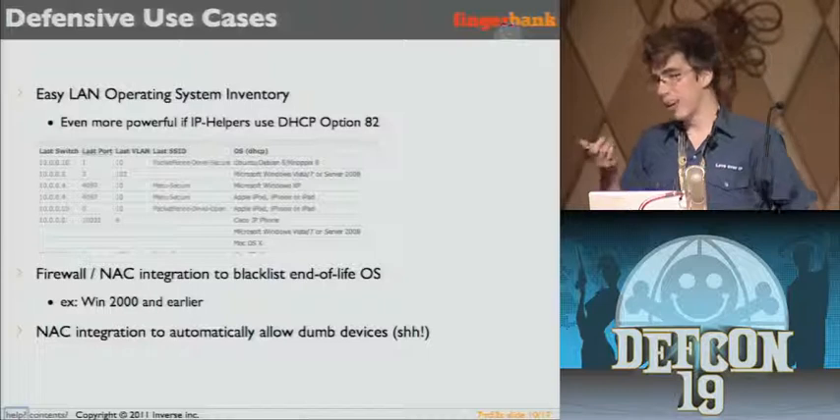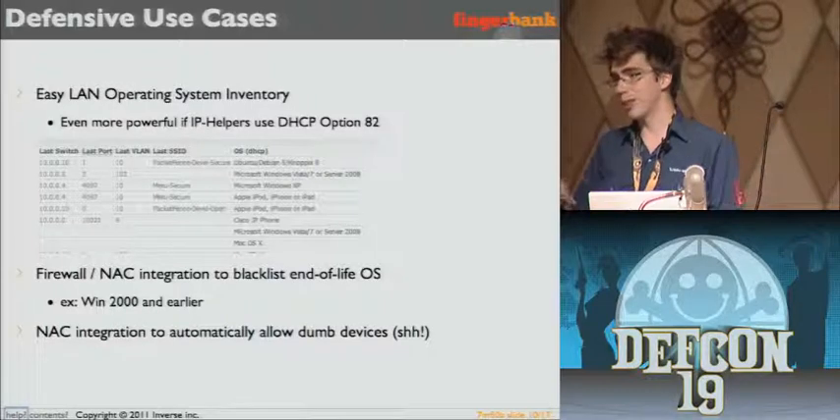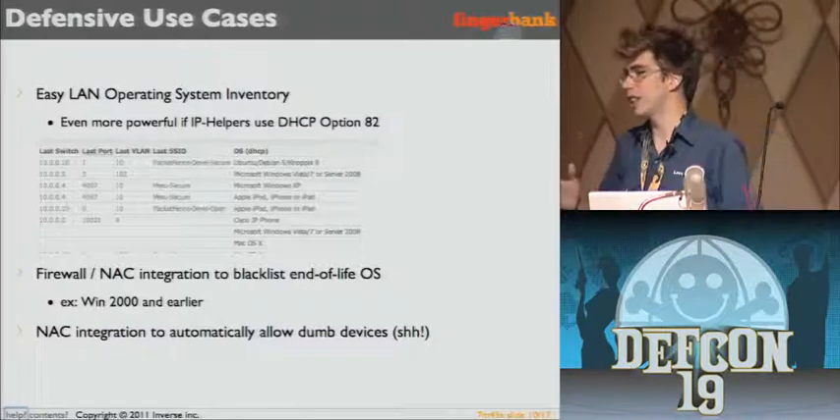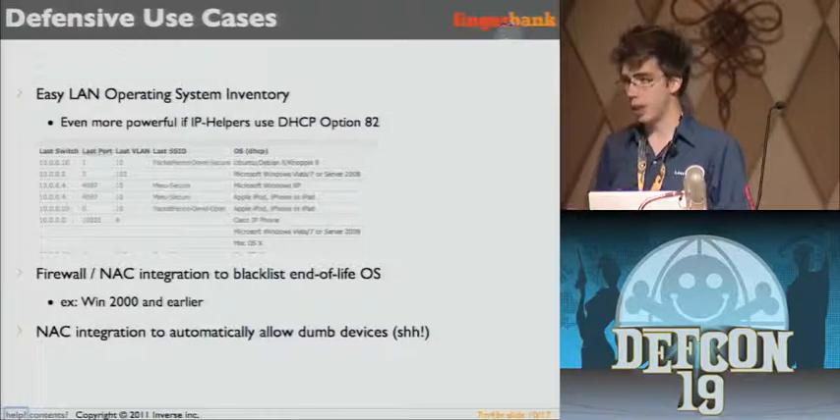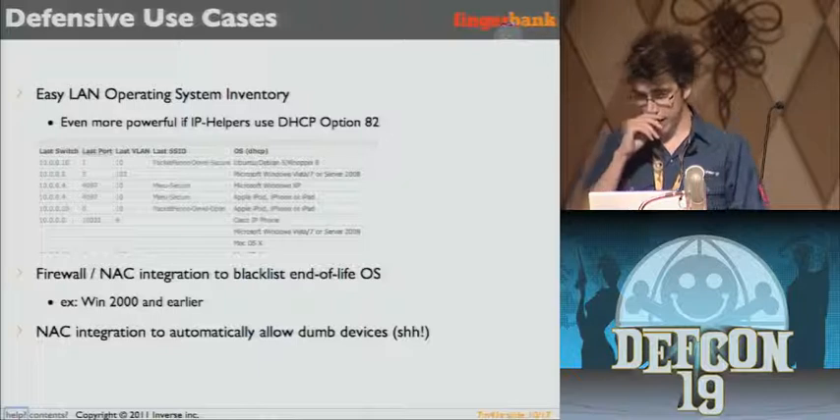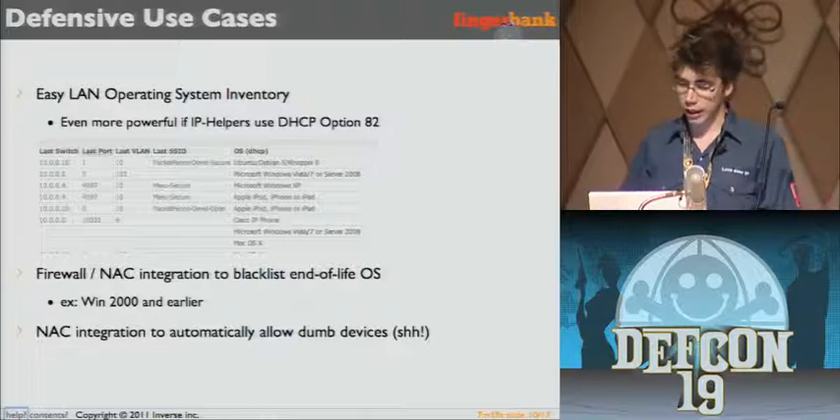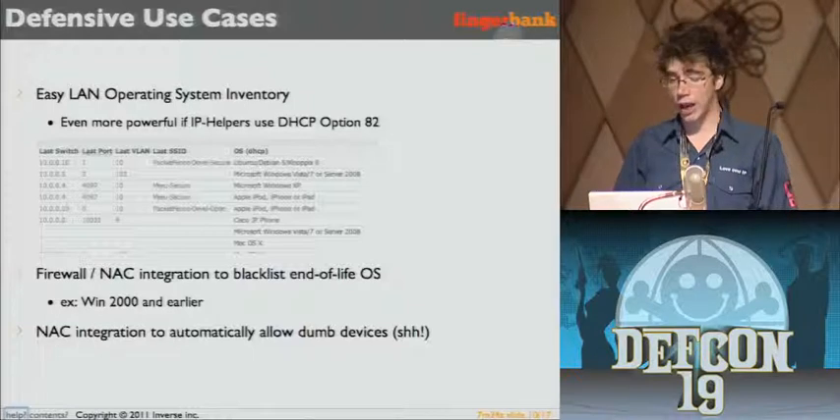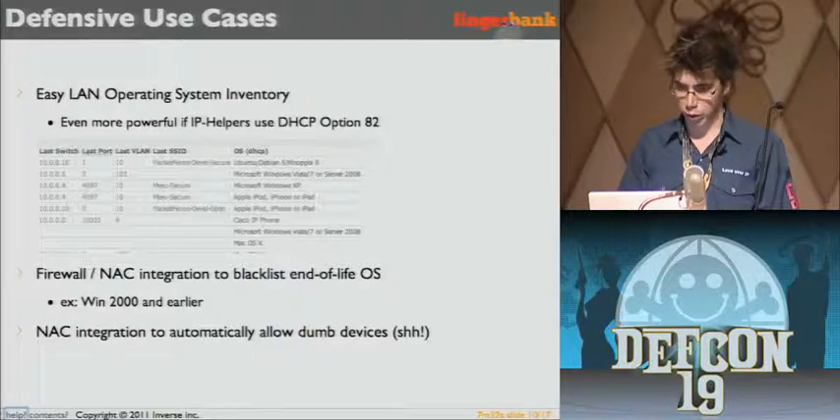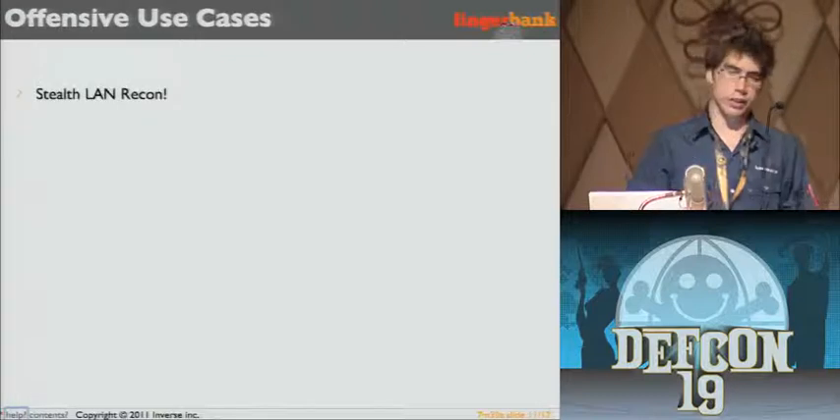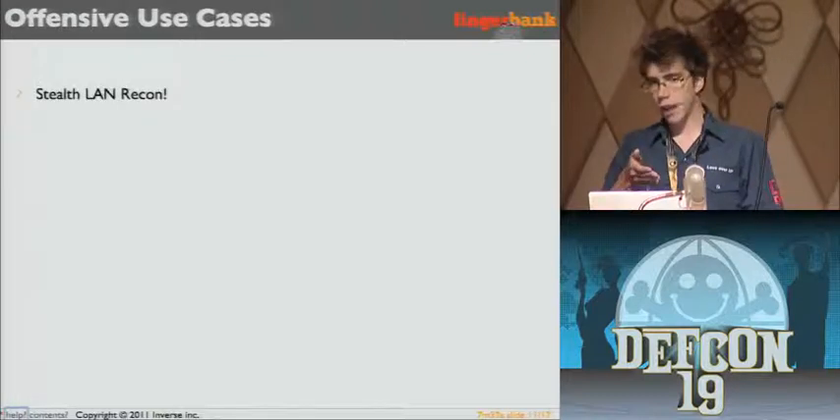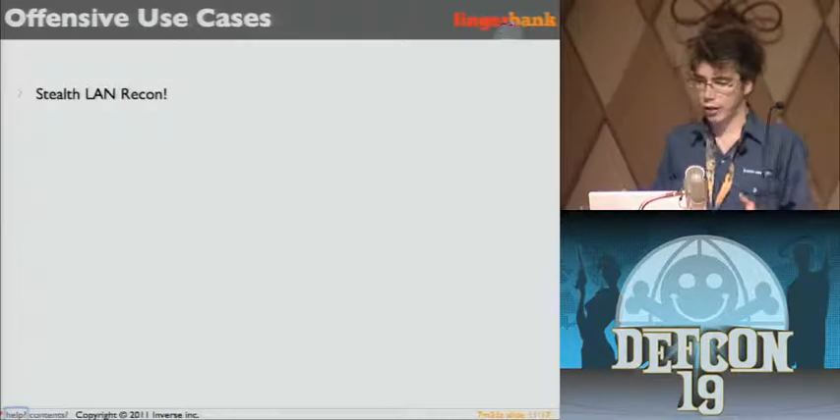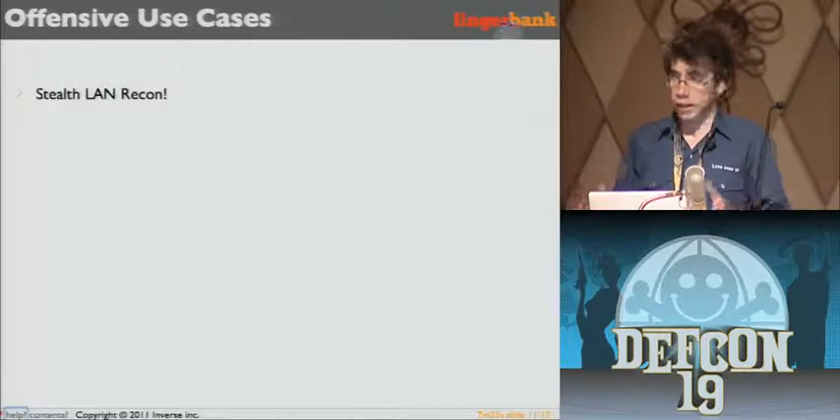But if you are a pen tester, then definitely add to your toolkit spoofing your DHCP option 55 list, because it can make the network part of the infrastructure behave differently based on what you are. So, offensive use cases: obviously stealth LAN recon, so you can sit there, hook a device, and then just sniff the traffic and see what's there.